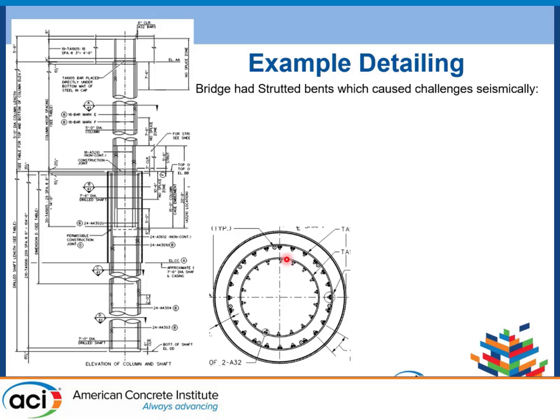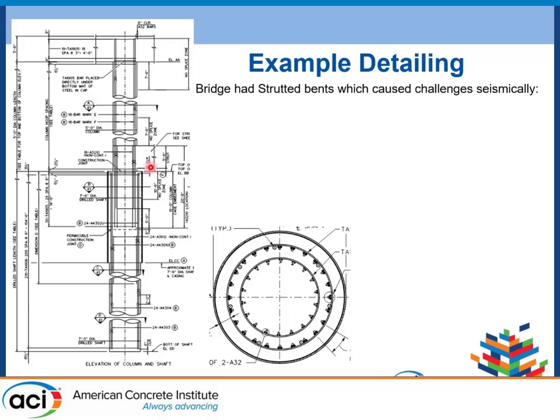This is the detailing from one of the bridges in South Carolina that was a strutted bent. Struts were necessary because vessel collision was a significant loading condition on this bridge. So this bridge had high wind loads and seismic demands and vessel collision on it. So yeah, lots of fun.